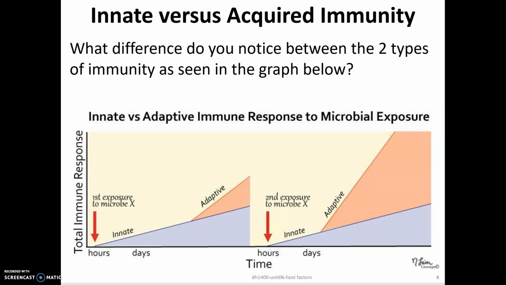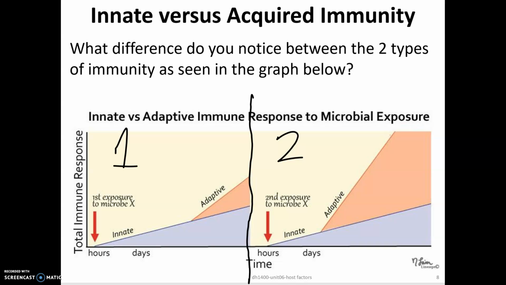Okay, so what's the difference between innate and acquired immunity? If we look at these graphs here, on the x-axis we've got time, so how long it takes for our immune systems to work. It's probably important if I just draw a line right down the middle here. So this is going to be 1 instance, and this one over here will be the second one. On the y-axis we're seeing our total immune response. So how does our whole immune system work based on exposure to a pathogen?